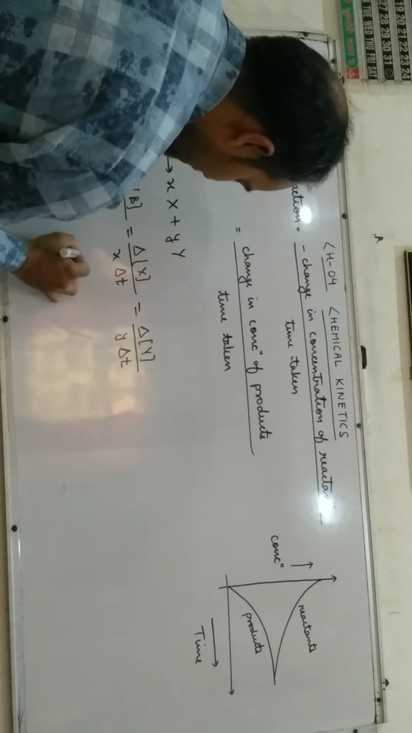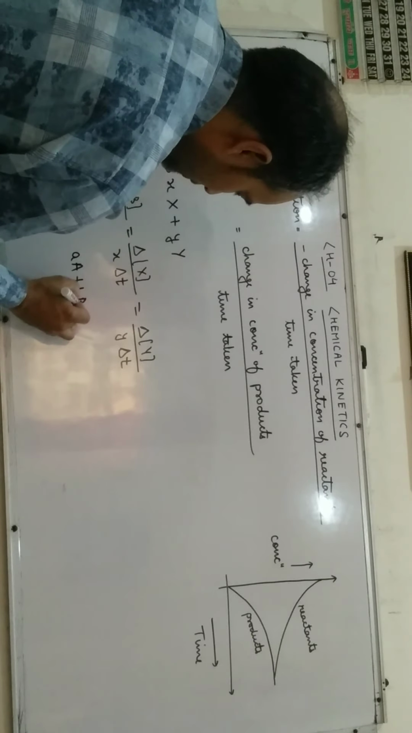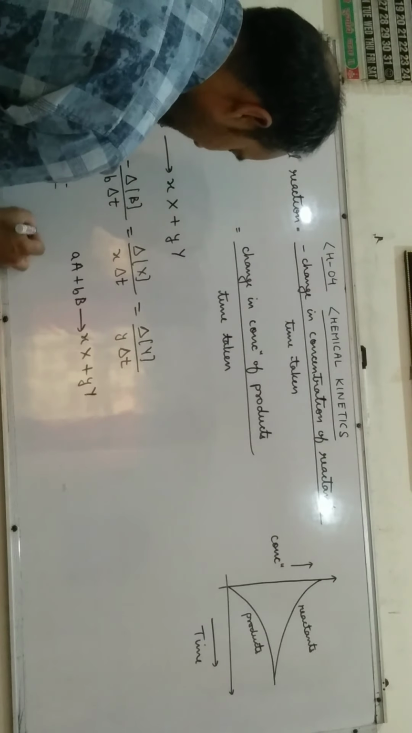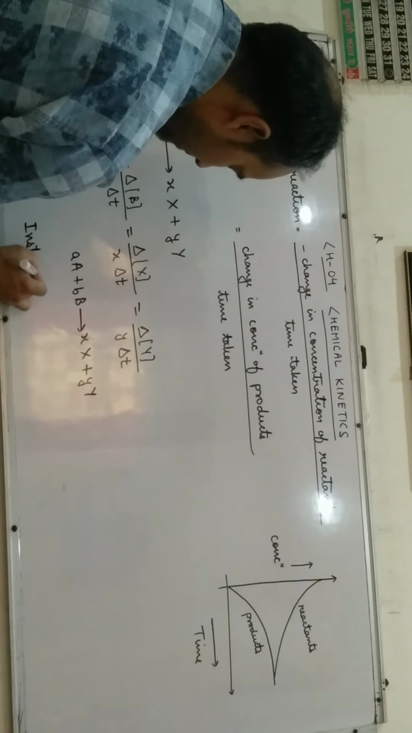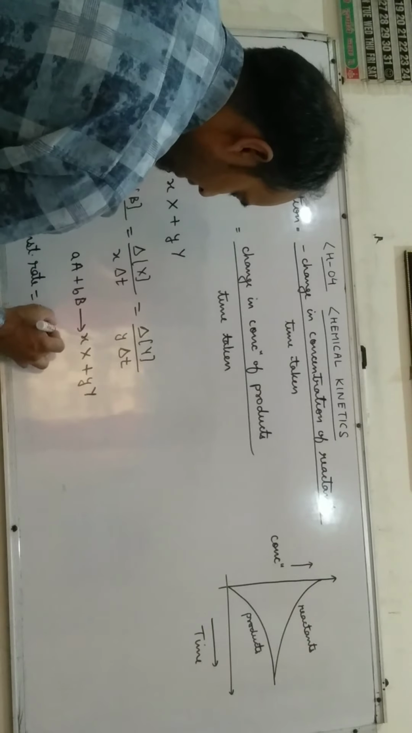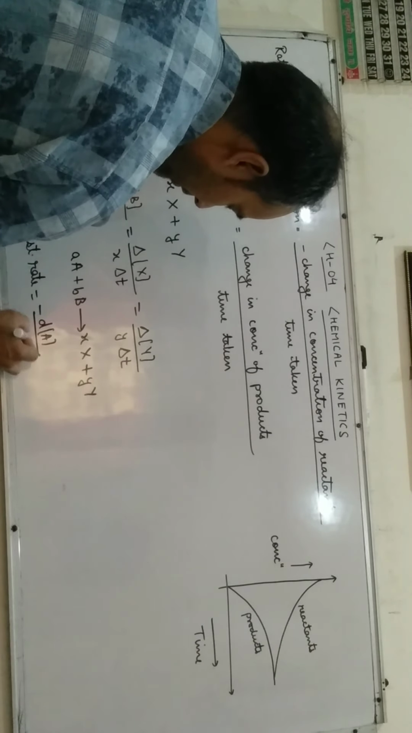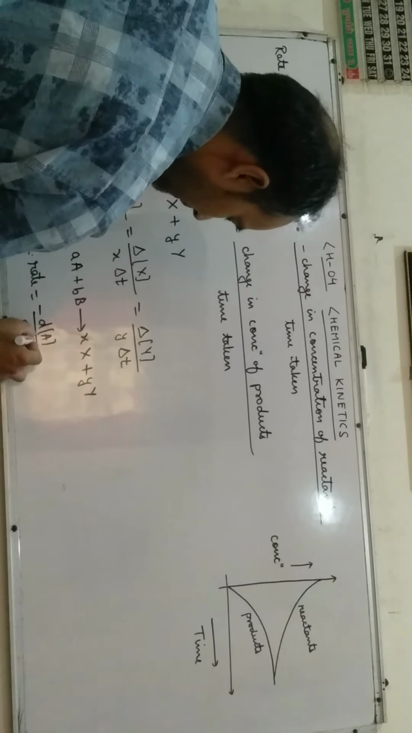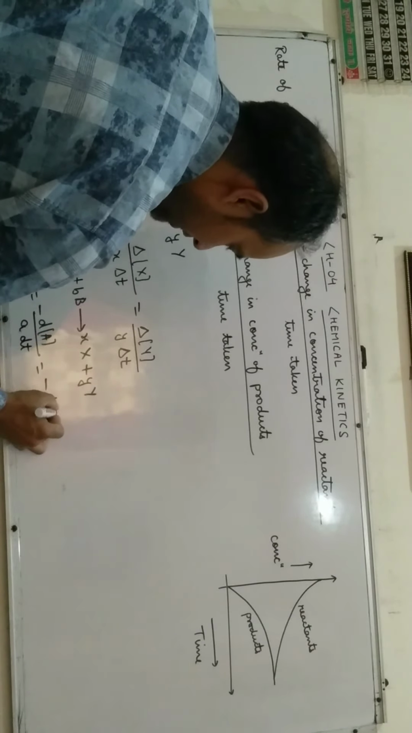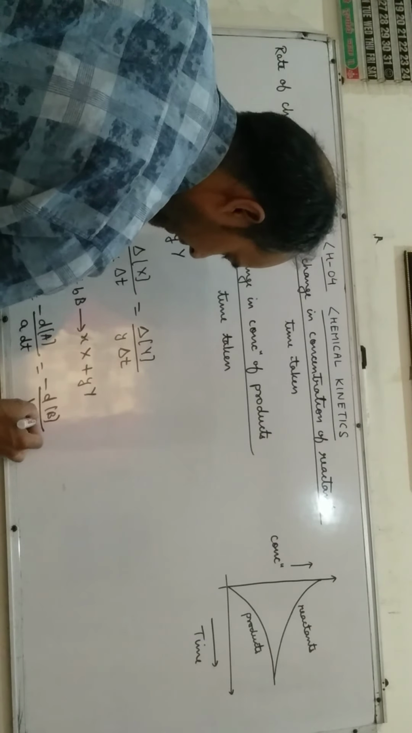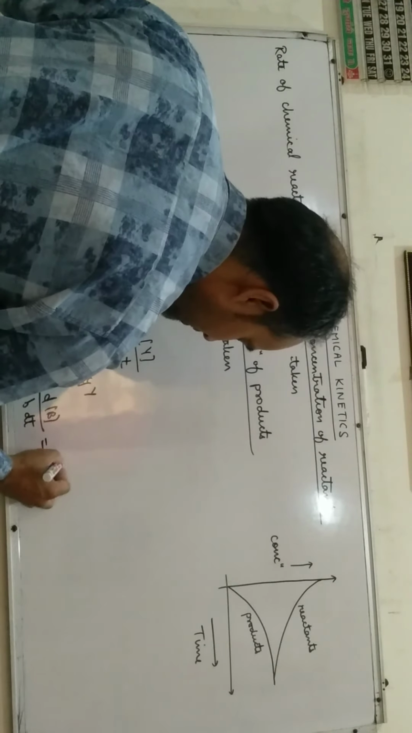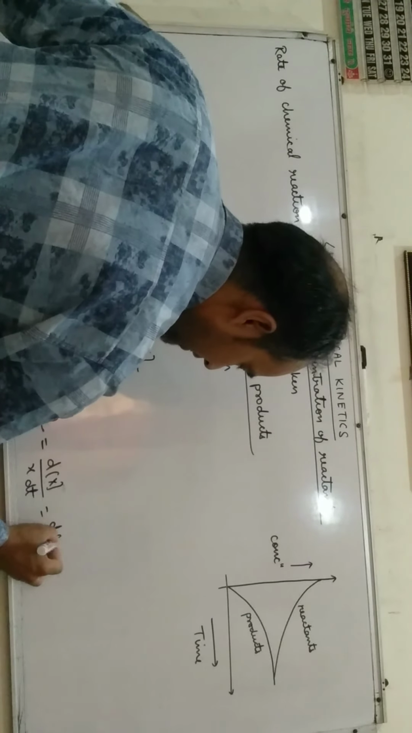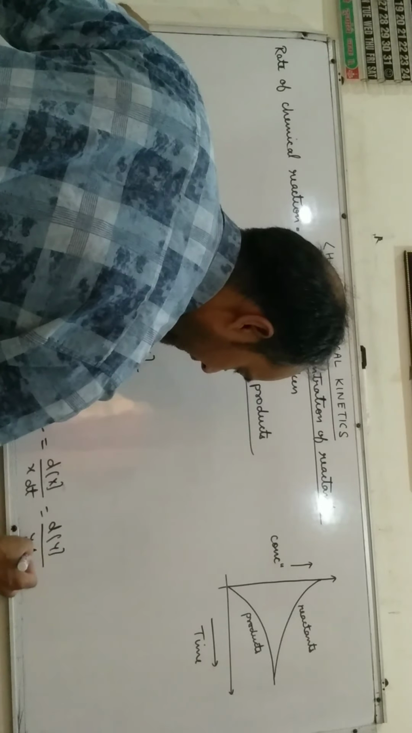Suppose we have a reaction, a moles of A combines with b moles of B gives x moles of X plus y moles of Y. For this reaction, the instantaneous rate of reaction may be expressed as minus change in concentration of A upon a into dt is equal to change in concentration of B upon b into dt, or it may be equal to change in concentration of X upon x into dt, change in concentration of Y upon y into dt.